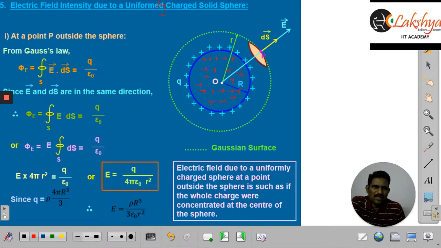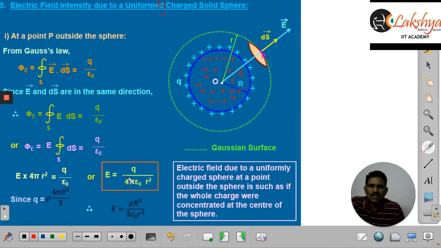Now same derivation here. All the calculations will be similar. And so if you are taking a point outside the sphere, then the same E bar dot ds bar we need to take here. Again both are in the same direction. If you are taking a Gaussian surface like this, then E into ds we can write here. So E we are taking outside, exactly the same calculation. Then the integral of E bar dot ds bar is q by epsilon naught. So then E, that ds is nothing but 4 pi r square, the total surface area of this Gaussian surface. Then q by epsilon naught, and from this E is equal to q by 4 pi epsilon naught r square.